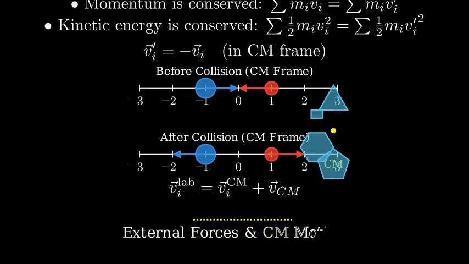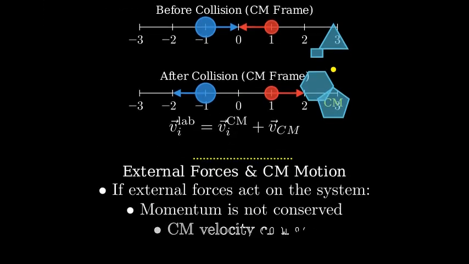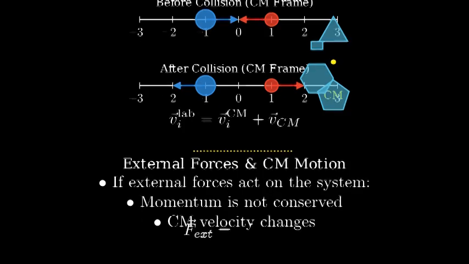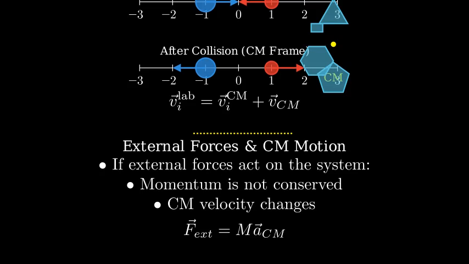Speaking of external forces, if there are external forces acting on the system, the momentum is not conserved, and the CM velocity will change according to Newton's second law. The net external force equals the total mass times the acceleration of the center of mass.